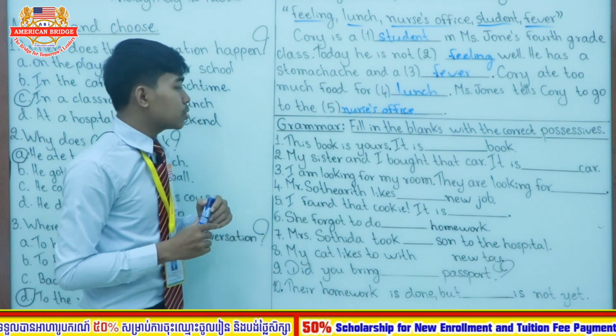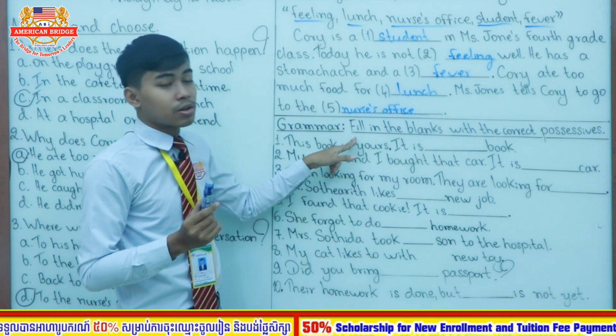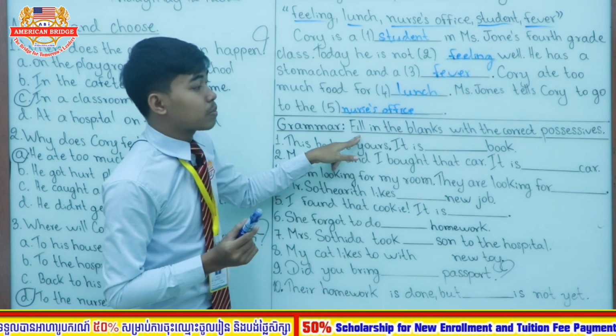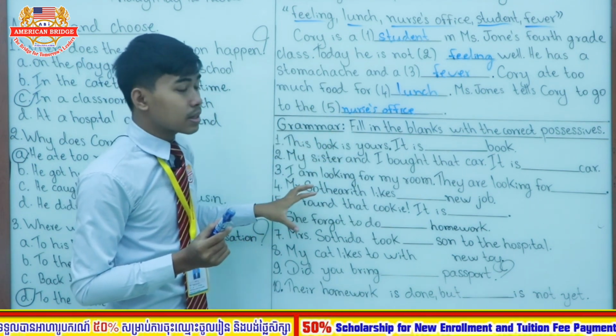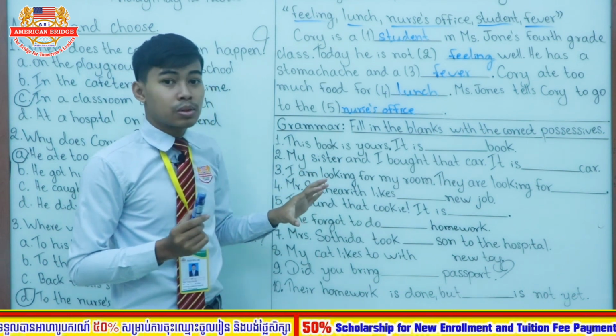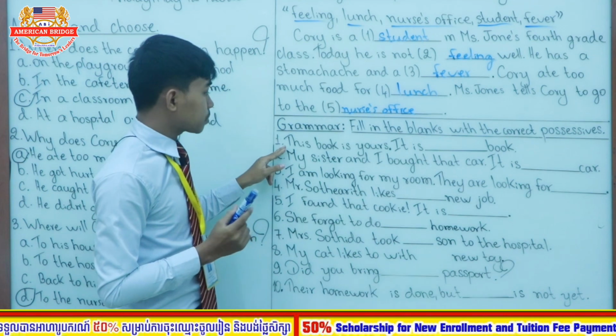So now let's go to the instruction. Read the instruction. Like I told you, you have to read the instruction before you do any exercise. So here, fill in the blanks with the correct possessives. There are 10 sentences and 10 blanks that you have to read carefully, and then decide which one is the correct possessive, okay? So let's go to number 1.